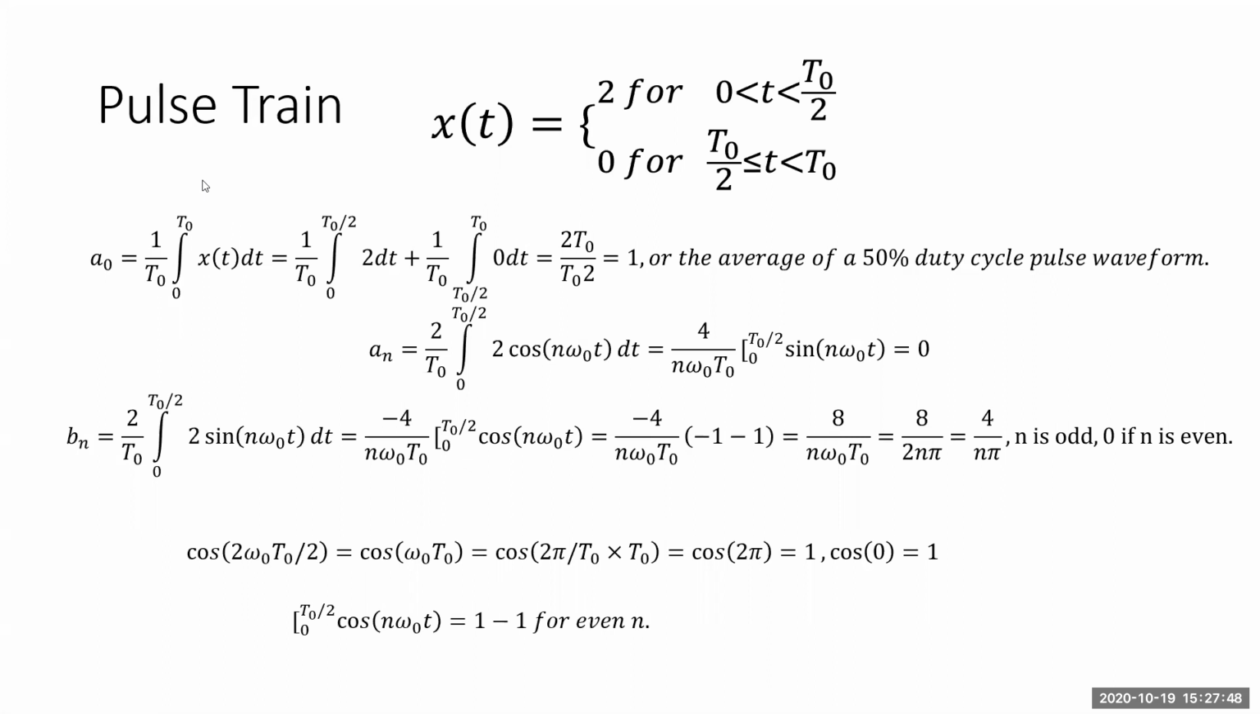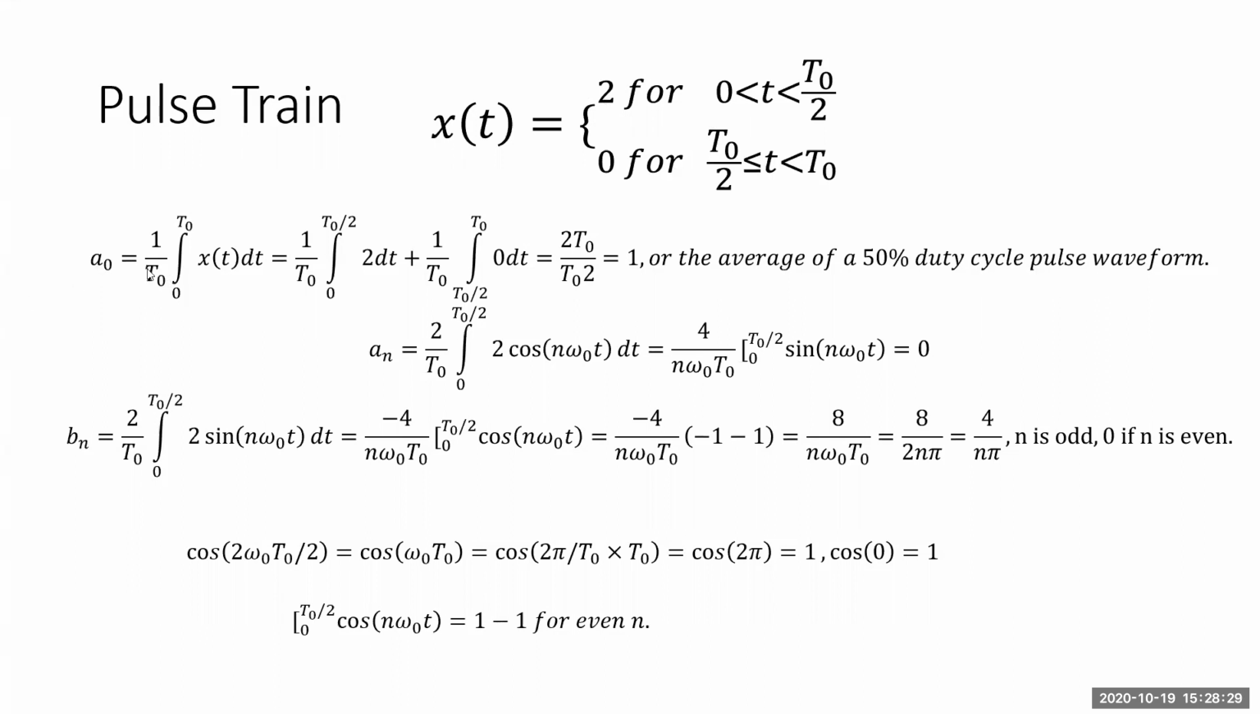So if we have a pulse train, where it's not continuous, it's going to be 2 when time is between 0 and T divided by 2, and it's going to be 0 for when time is between these values. So basically the amplitude is 2 and it's on for half the time. That's a 50% duty cycle. But this is a square wave, so it's either going to be 2 constant or 0.